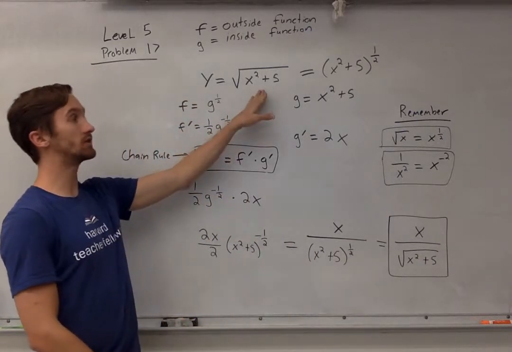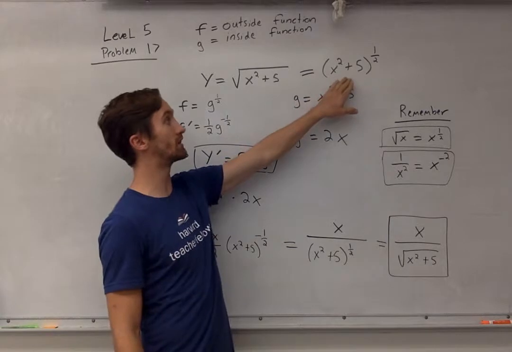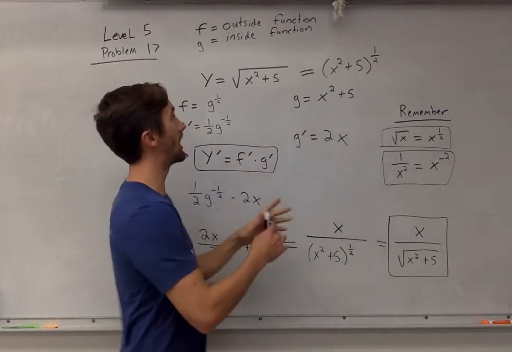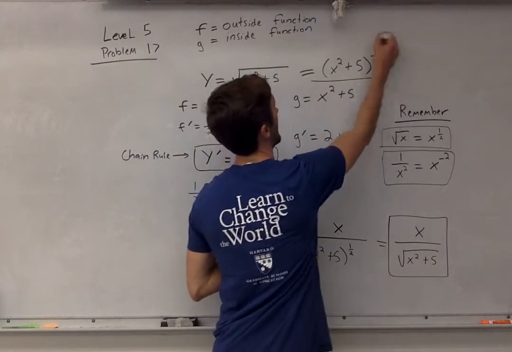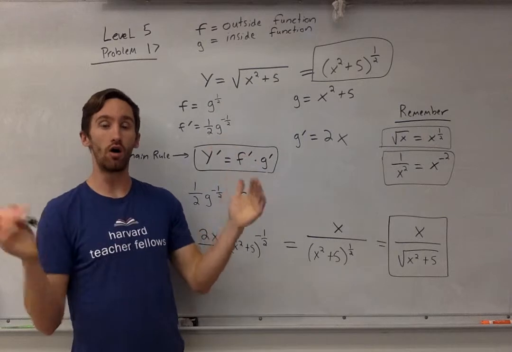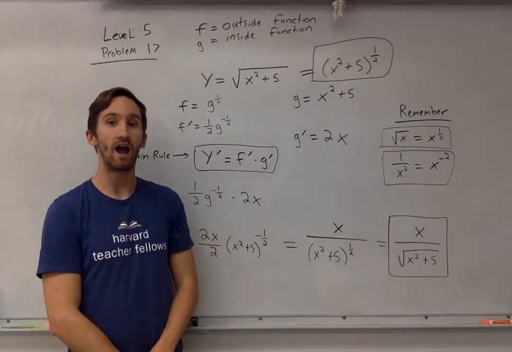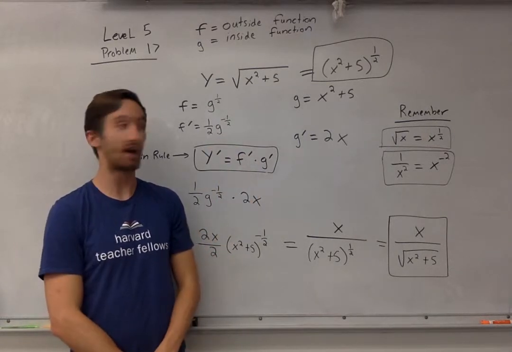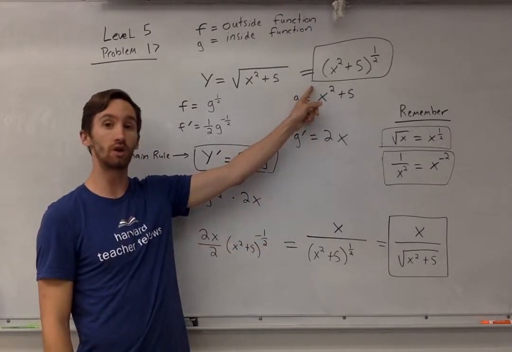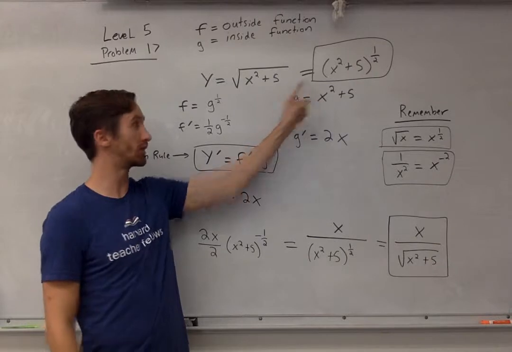The first thing I'm going to do is rewrite the problem using this first property. I'm going to rewrite it as x squared plus 5 all to the 1/2 power. And the reason I rewrite it like that is because now it looks a lot like our level 1 problems, which were pretty easy to work with.